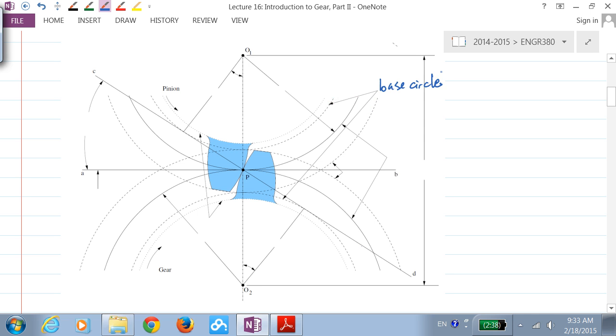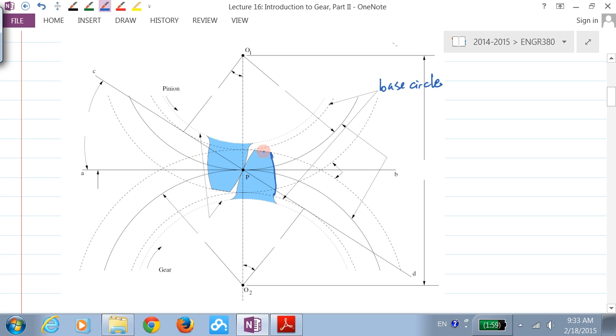The base circle is the circle where the so-called involute profile will be generated, as I'm going to show you shortly. Starting from the base circle, this portion of the gear profile is called the involute curve, and that curve starts from the base circle. Same thing for the other side here: base circle.